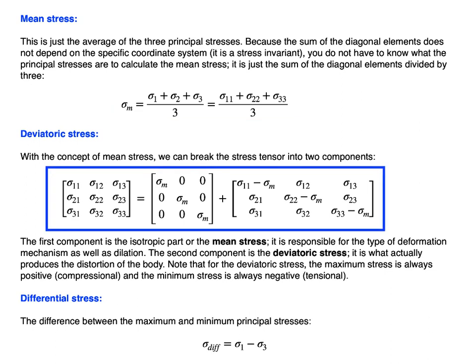With the concept of the mean stress, we can divide the stress tensor into 2 components as indicated by this equation. The first component is the isotropic part or the mean stress. This part is responsible for the type of deformation mechanism as well as dilation. The second component is the deviatoric stress, it is what actually produces the distortion of the body. Note that for the deviatoric stress, the maximum stress is always positive, that is compressional, and the minimum stress is always negative, that is tensional.